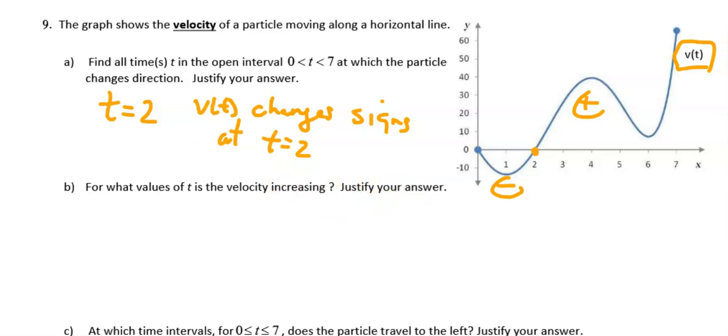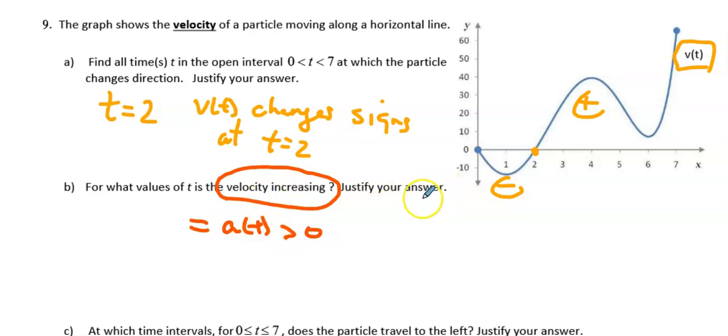For B, it's asking us for what values of t the velocity is increasing. So we've had this conversation before. Velocity increasing is not the same thing as velocity being positive. So when you see velocity increasing, you need to think about when my acceleration is greater than 0. So these are the same thing. Velocity is increasing where my acceleration is greater than 0. So you're looking at slope. This is the justification, by the way. You justify your answer. That's all you have to write.